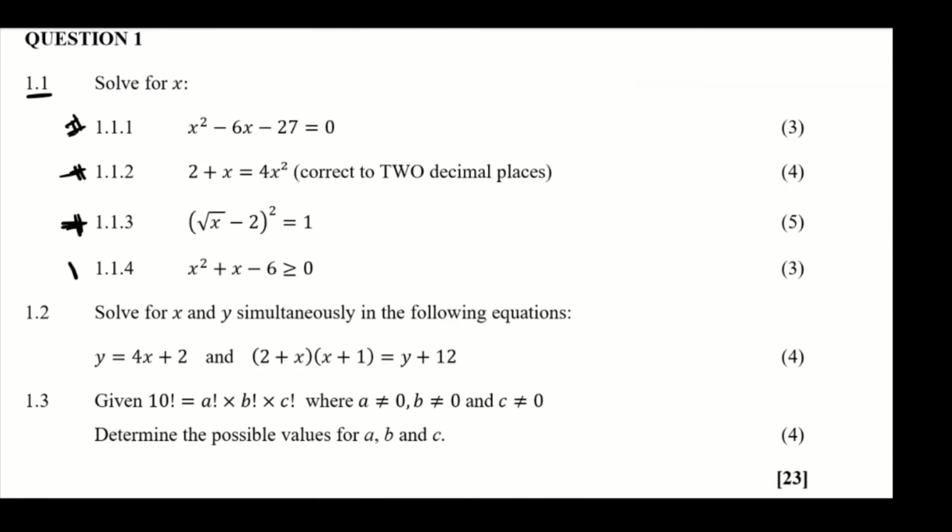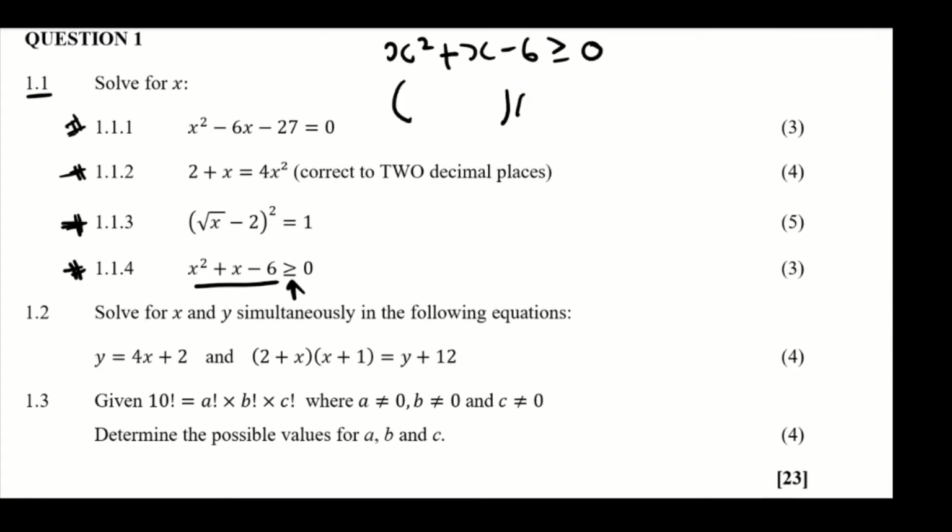Now we're going to do 1.1.4. So we're having this problem here and we're asked to solve for x. Please note that there's an equality sign here. So we're going to have x squared plus x minus 6 greater or equals to 0.